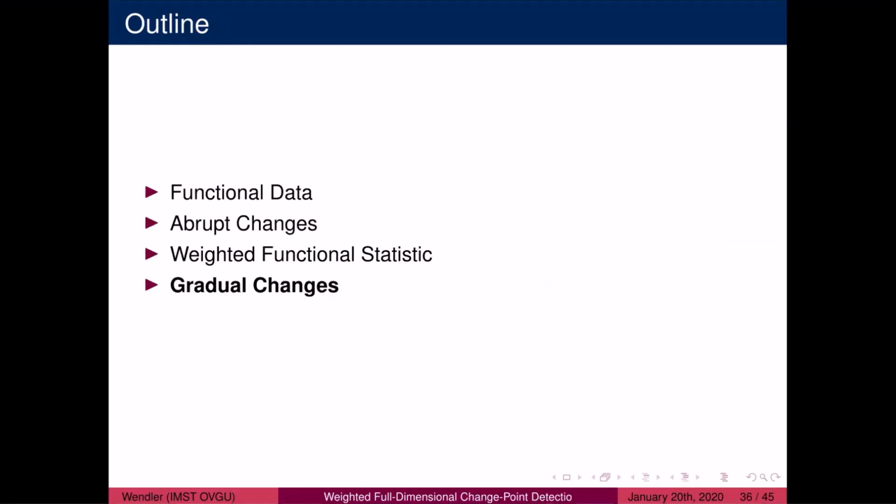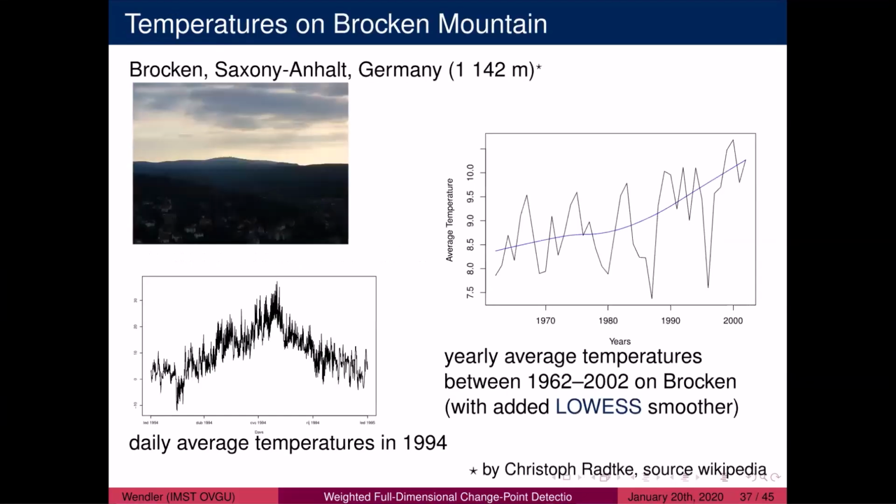Okay, so then I have 2 minutes to talk about gradual changes. So some data set. These are temperatures from the Mount Brocken, the highest mountain of the state where Magdeburg is in. And this is a long data set, like 40 years of daily average temperatures, so 40 times 365.